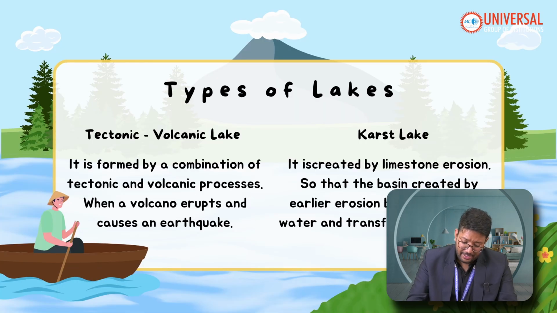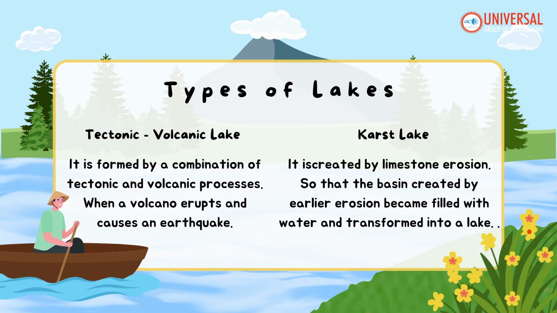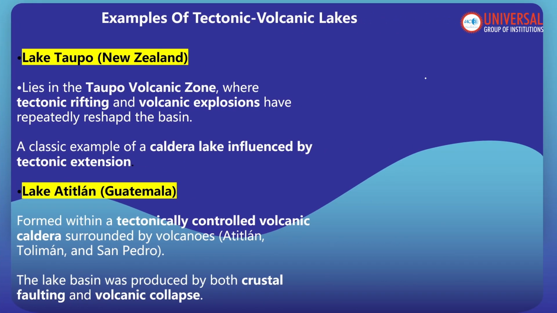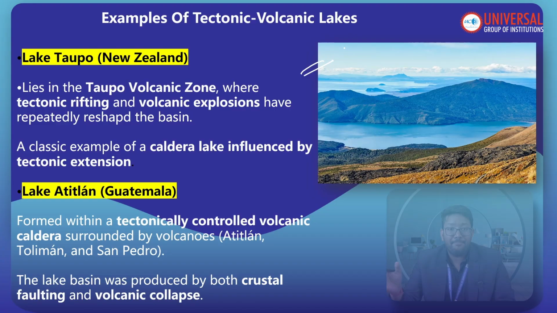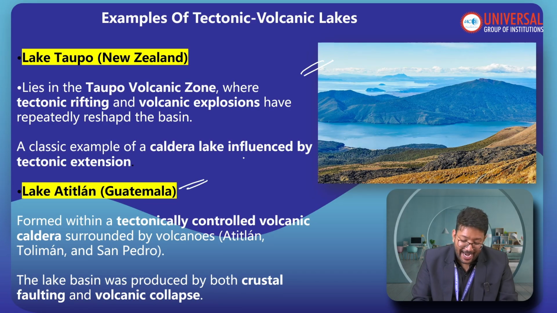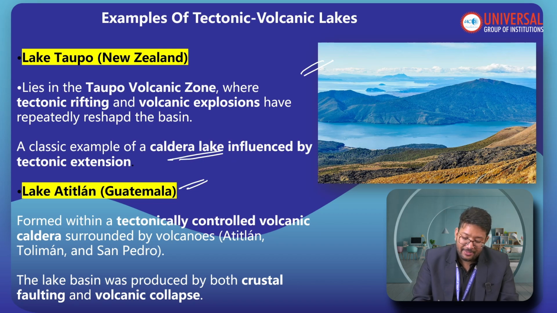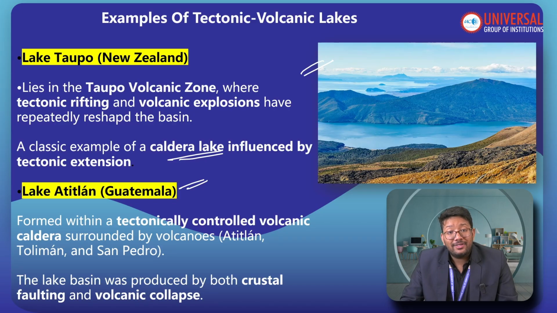Now the next type of lakes are tectonic volcanic lakes. These lakes are formed by a combination of both tectonic and volcanic activities. First the volcano erupted, then the earthquake came, and because of that such lakes are formed. Examples of tectonic volcanic lakes are Lake Taupo in New Zealand and Lake Atitlan in Guatemala. You have to remember the names. Lake Taupo is the classical example of a caldera lake influenced by tectonic extension also. Remember that.